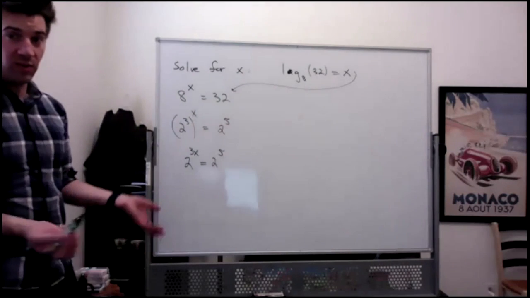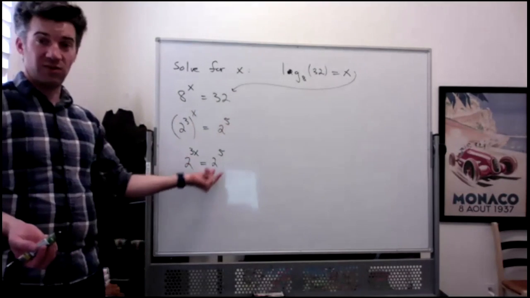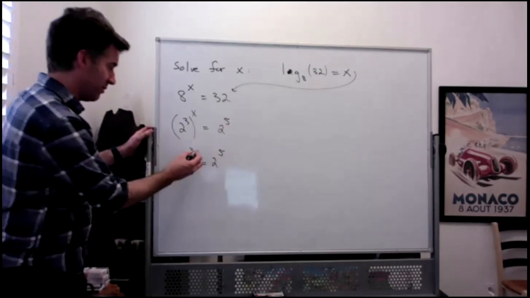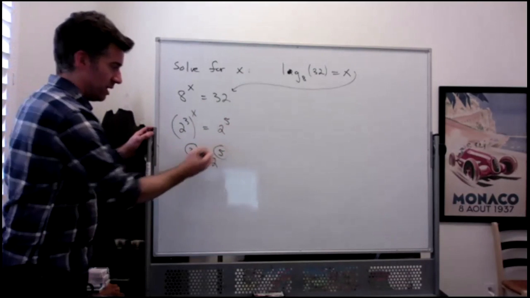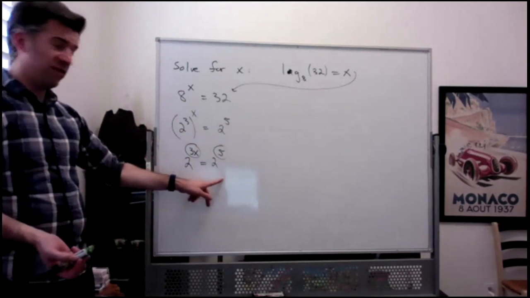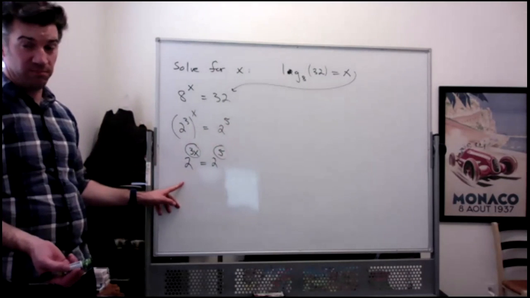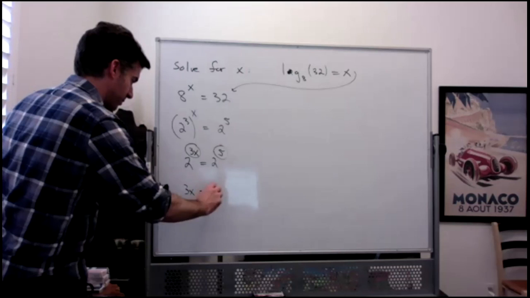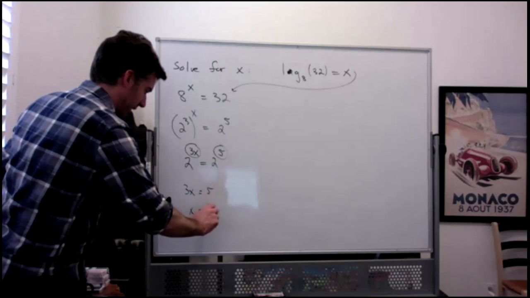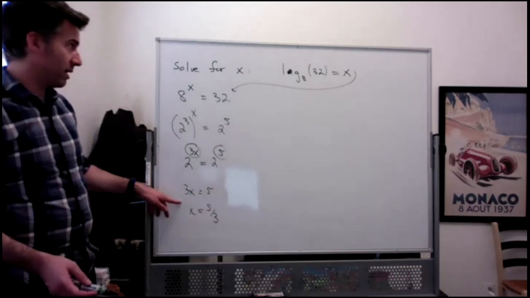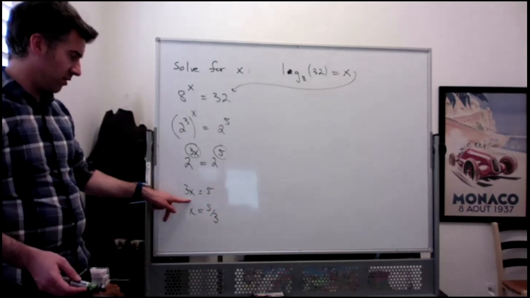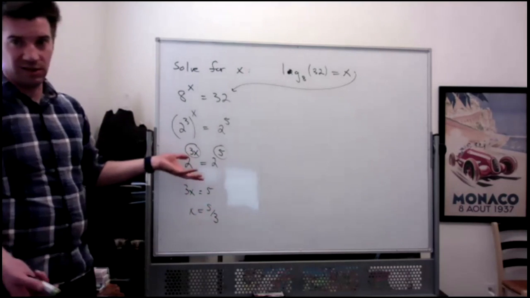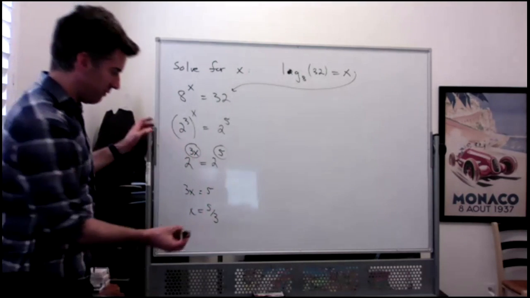And then the only way for 2 to the something to equal 2 to the something else is for these somethings to be the same. Right? 2 to the fifth is only equal to 2 to the fifth. So 3x has to equal 5. So x has to equal 5 thirds. You can go back and check, oh yeah, if I plug in 5 thirds, 2 to the 3 times 5/3 is 2 to the 5th. So 2 to the 5th equals 2 to the 5th.